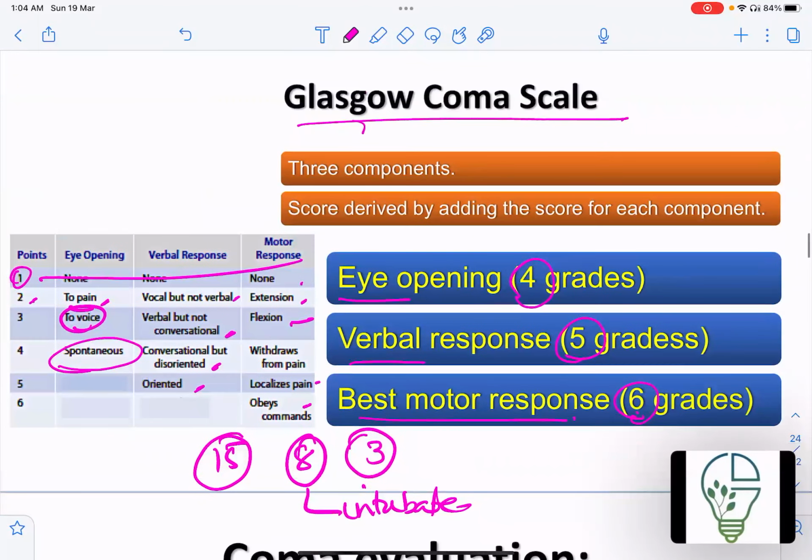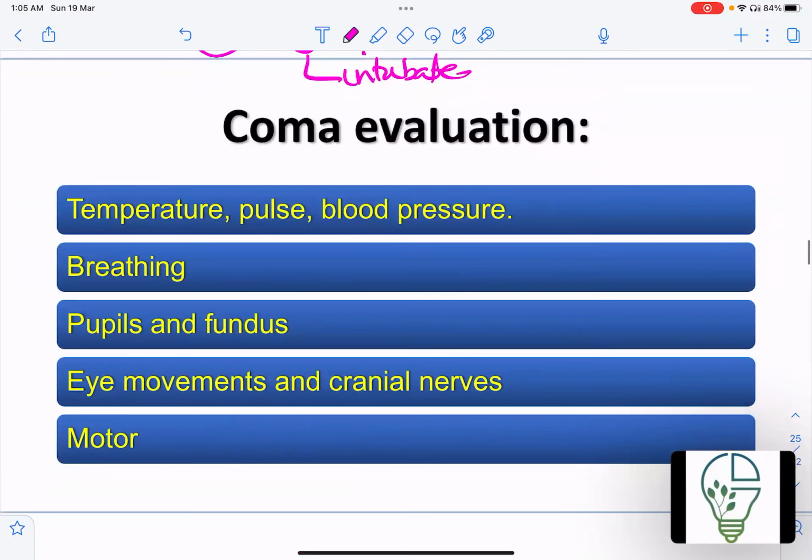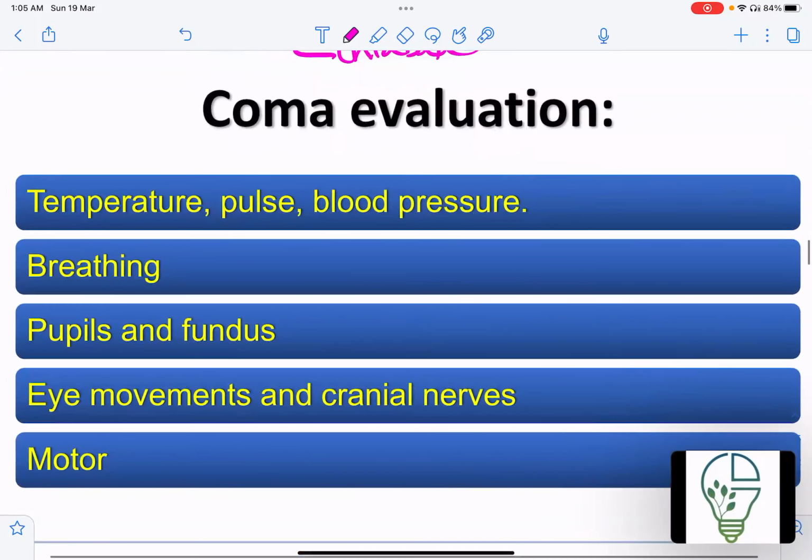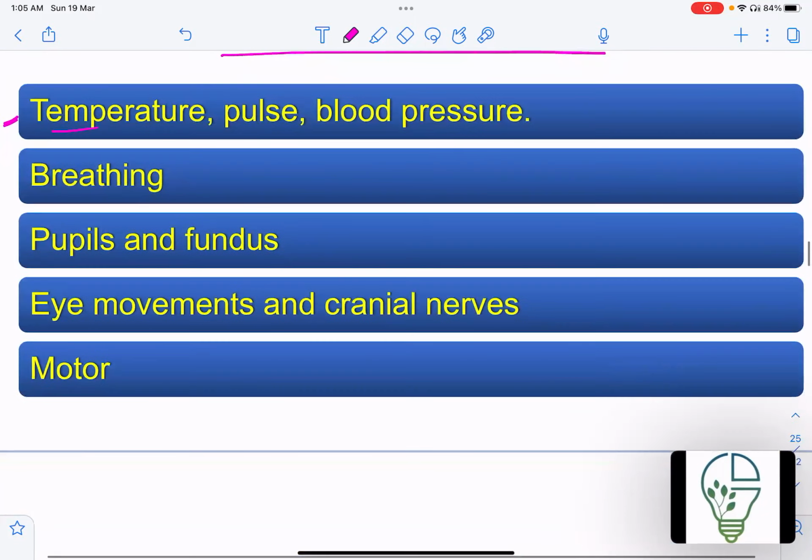So you must be able to memorize the GCS score, because they can give you a clinical scenario and ask you to just give the score. Like they can ask you, what is the score of this patient? And you must be able to evaluate it. For coma evaluation, we check the normal vitals. Along with that, we also check temperature, and we will check the breathing pattern. We'll see the reflexes of the pupils and fundus, and the eye movements.